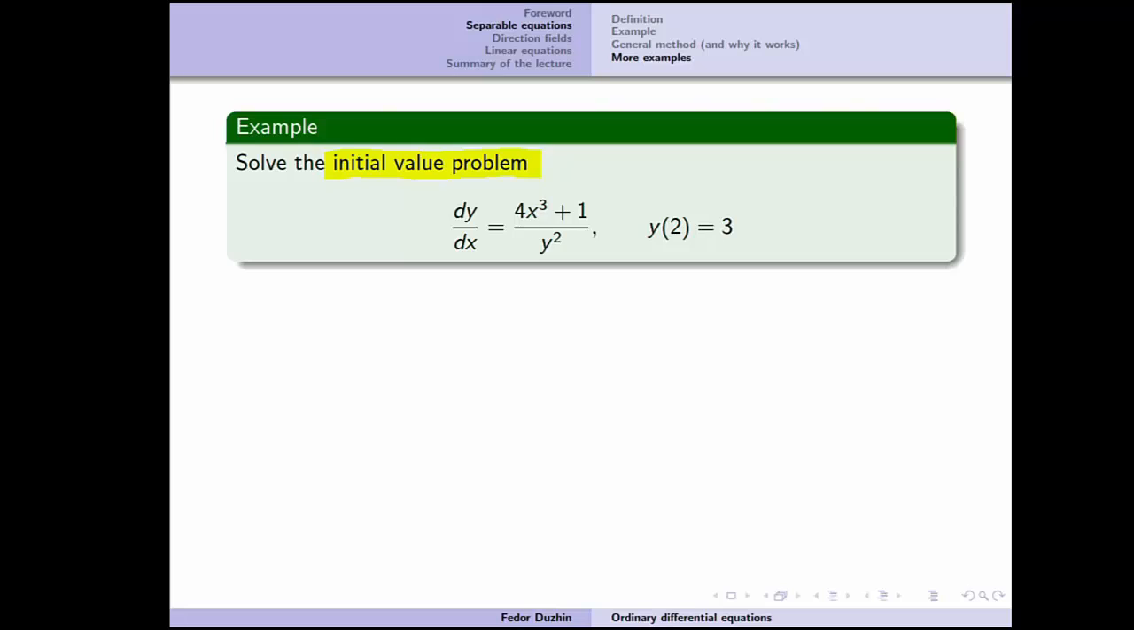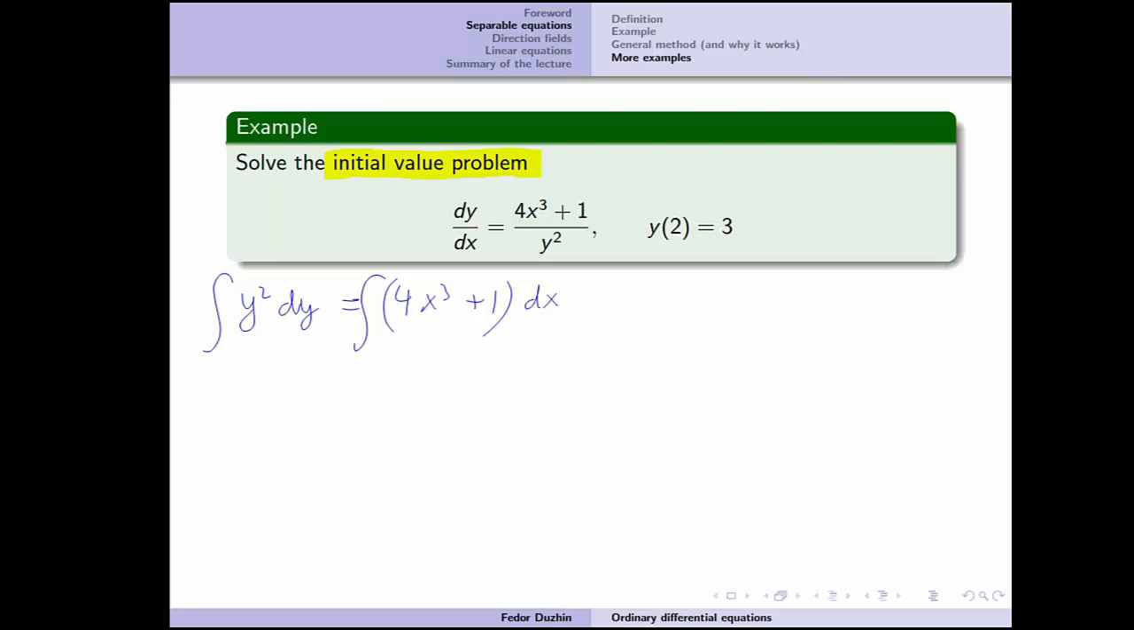So the first thing to do is we still have to separate the dependent variable from the independent variable. So we are going to multiply the whole thing by y squared and by dx. So then the left hand side becomes y squared dy, and the right hand side becomes 4x cubed plus 1 dx. Then we should introduce the integration.